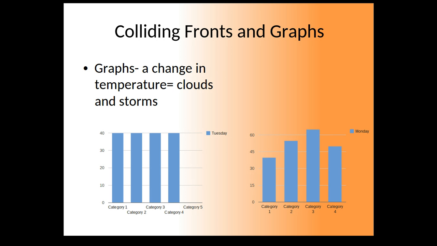And the graph to the left probably means that they aren't, because it stayed the same temperature all day long. So we would say that the graph on the right, the one that says Monday, would definitely be the most likely to be cloudy because it shows a change in temperature rather than just a stagnant or the same temperature.